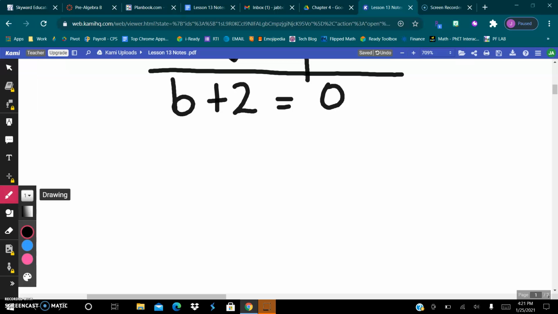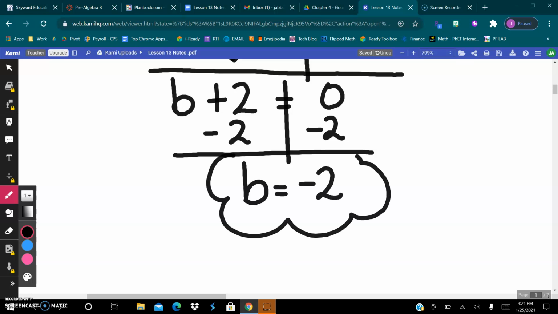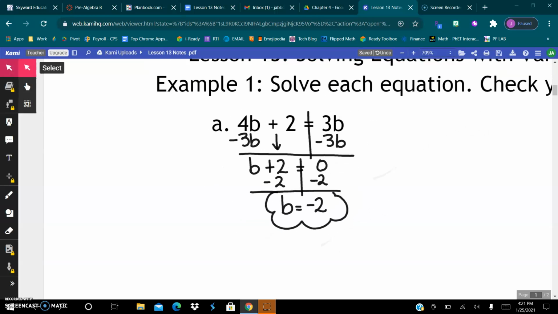And then for this one, we just have one more step. We have this plus 2 over here with the variable, so we have to minus 2 from both sides. Remember, we want to get rid of what's on the same side with the variable. So that would cancel, plus 2 and a negative 2 would cancel. We have b left, and 0 minus 2 would be negative 2. So b is negative 2 is my answer for that one.